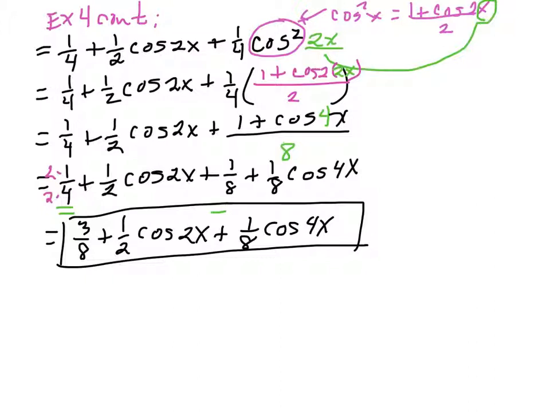Now, there technically is one more step. Your book wants you to factor out that least common denominator of 1/8, but we're not going to. That's good.